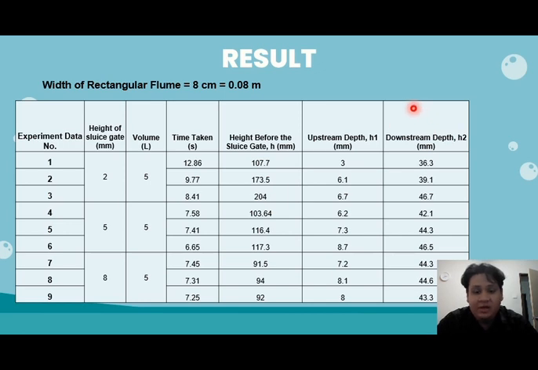In this experiment, the manipulated variable is height of sluice gate, which has three different types, which is 2 mm, 5 mm, and also 8 mm. And the other manipulated variable is the discharge of the water flow in the rectangular flume. And then the response variables that need to be recorded during the experiment are the height before the sluice gate H, upstream depth H1, and also downstream depth H2.